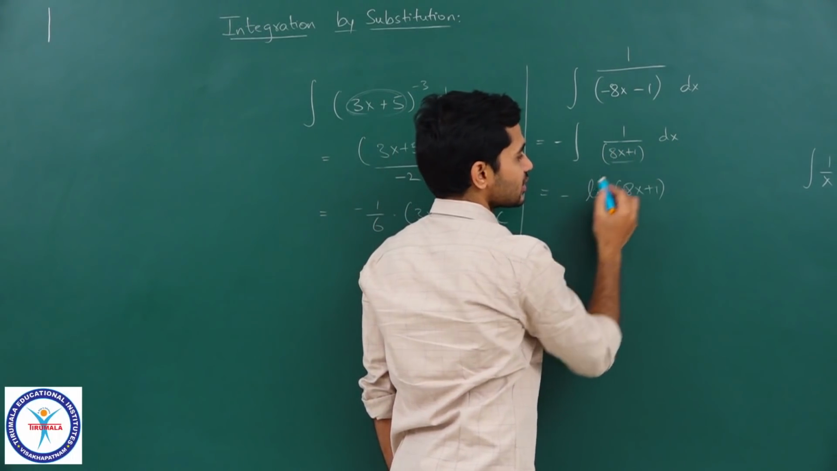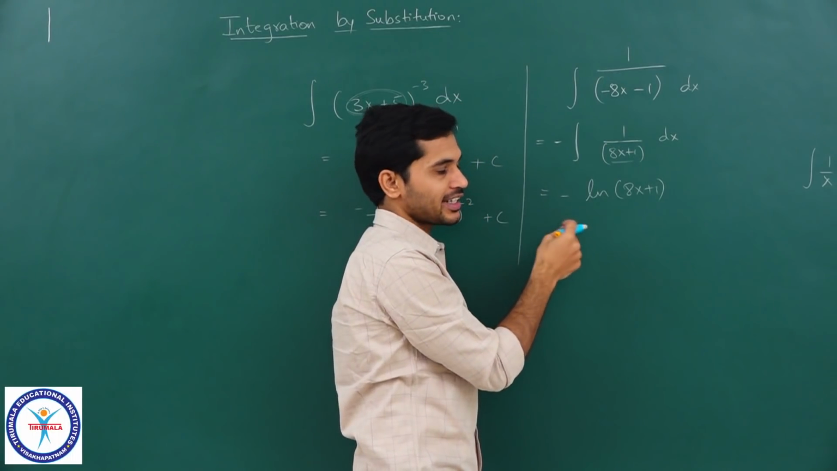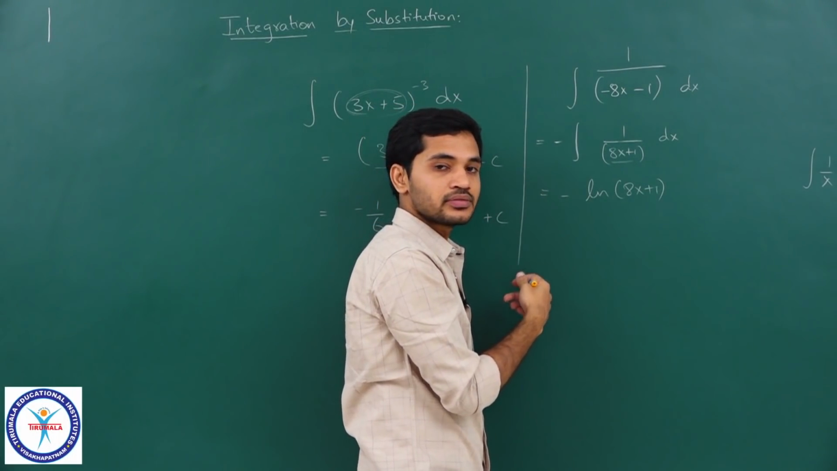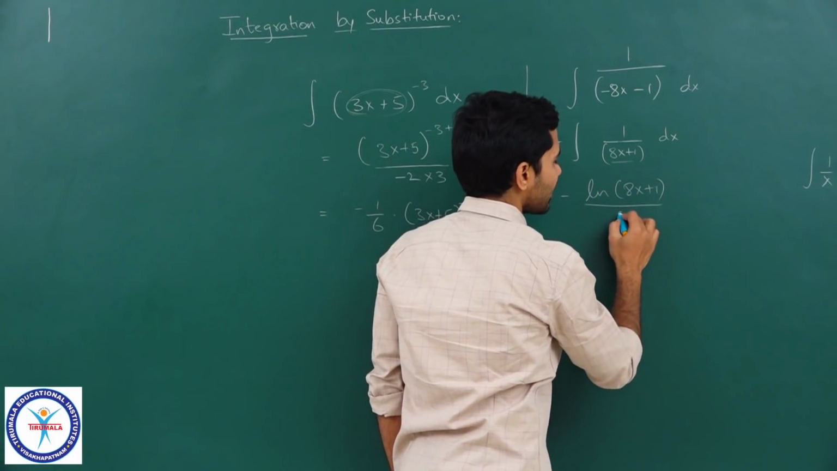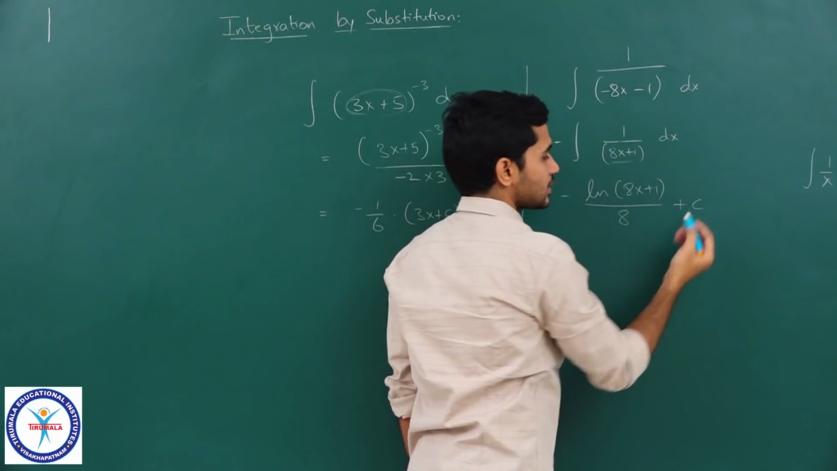So, when I differentiate this inside term alone, which is 8x plus 1, what will I get? With respect to x, if I differentiate, I get 8. So, whatever we got earlier, I will just divide it with 8 plus c.